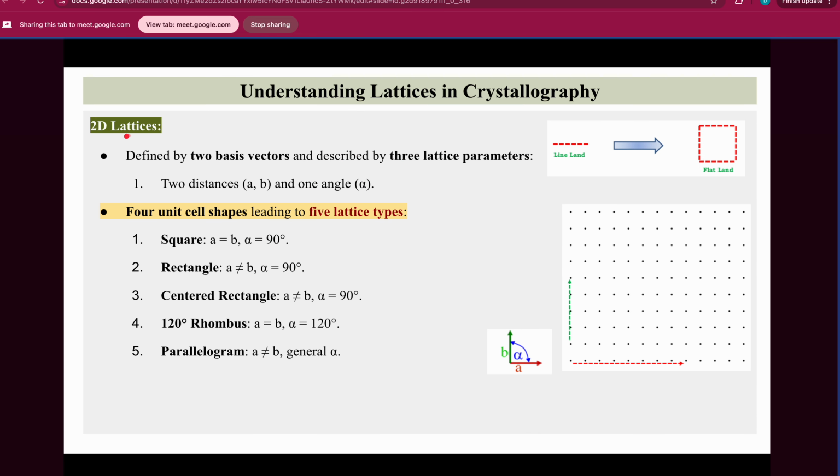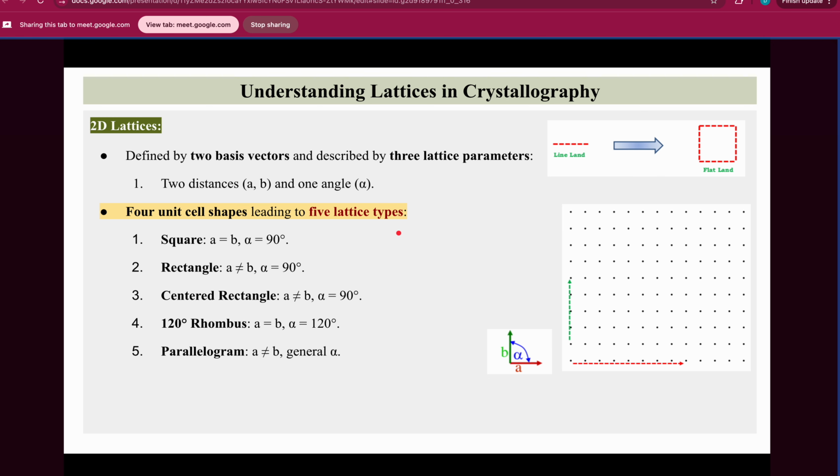Secondly, we'll talk about the 2D lattices, in which previously there was only a single line. Now there will be two basis vectors. Previously it was only one vector, now there will be two vectors, described by three lattice parameters. So now we are moving from a line land to a flat land. There are two distances, A and B, and then there will be one angle between them, which will be alpha. Now there are four possible unit cell shapes which lead to five lattice types.